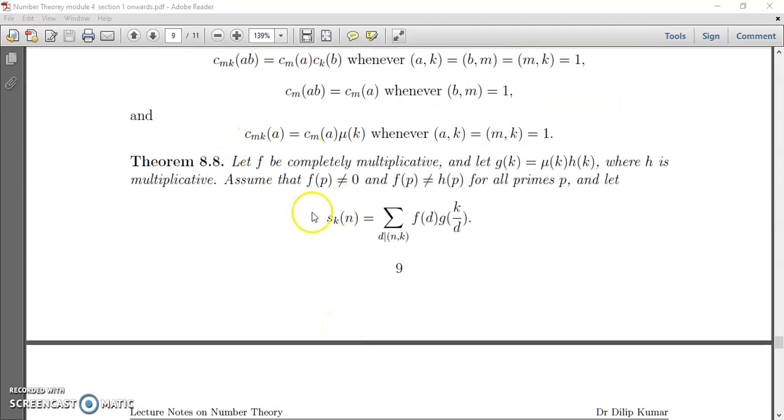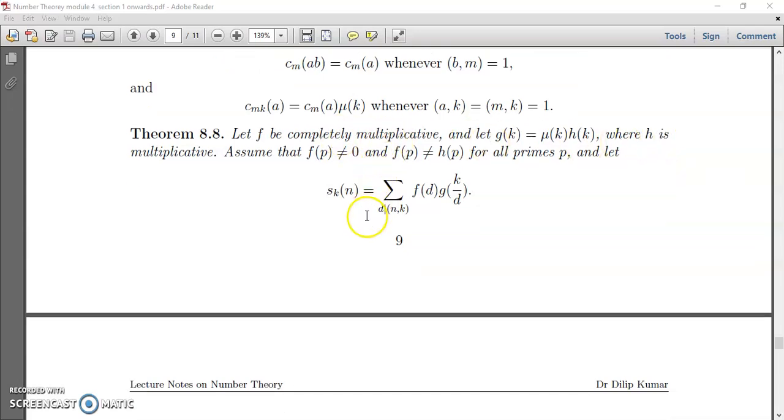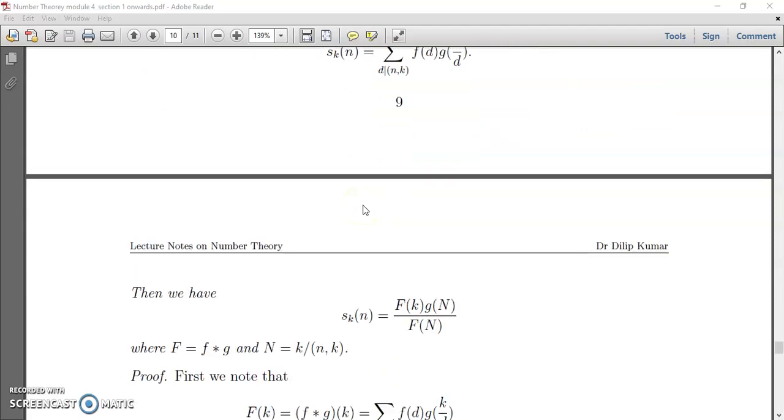Here f is given to be completely multiplicative. Completely multiplicative means f(mn) = f(m)f(n), where m and n can be any integers. And f is multiplicative means f(mn) = f(m)f(n) only when gcd(m,n) = 1. So here h is multiplicative and f is completely multiplicative. Now let us come to the proof.